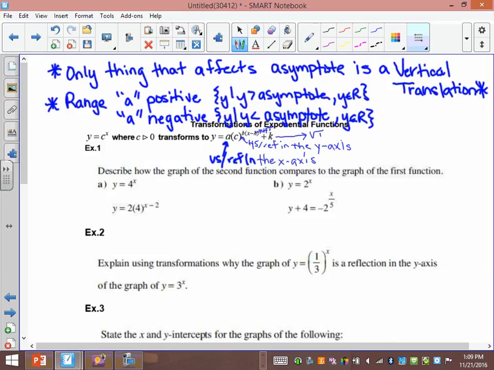Or your reflection in the x, or your vertical translation. And this c value is the constant. It's going to stay the same. It's your base. Your base has to be the same. That's the only way we can compare equations, if we have the same base.